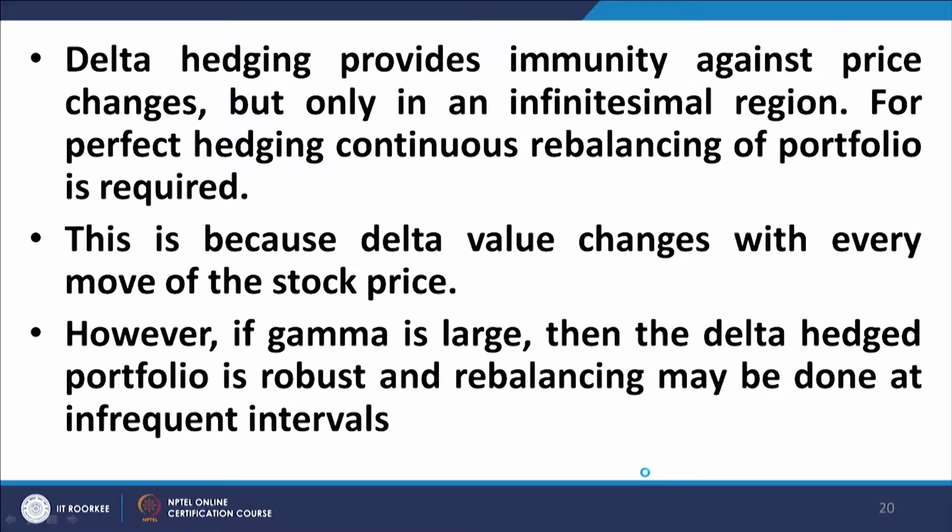Now, delta hedging provides immunity against price changes. Delta hedging means you have a risk delta neutral portfolio. If a portfolio has a delta of 0, then it is hedged against price changes, but over an infinitesimal interval, as I just now mentioned. Now, we come to the next option Greek. The next option Greek, as I have mentioned while talking about delta, is gamma.